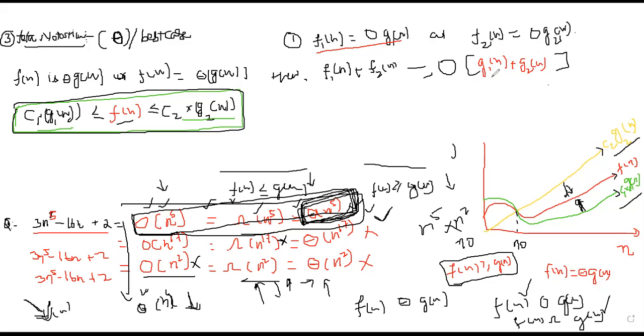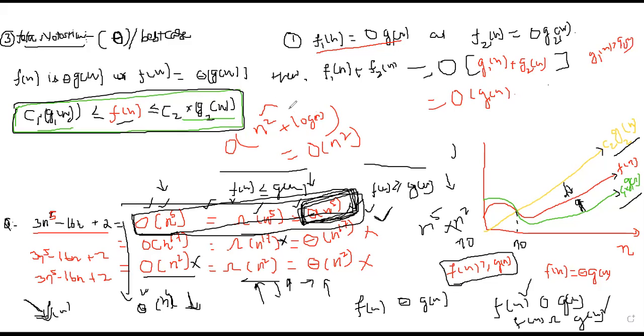And how do we find this? Now, of these two, whichever is the larger function, suppose in this case g1(n) is greater than g2(n), then the final answer will be big O of g1(n). I have already discussed this. Suppose I am given the question n square plus log n, and I want the big O of this. It will be order of n square, the bigger function. But why? Because out of these two, I have to choose the bigger function.